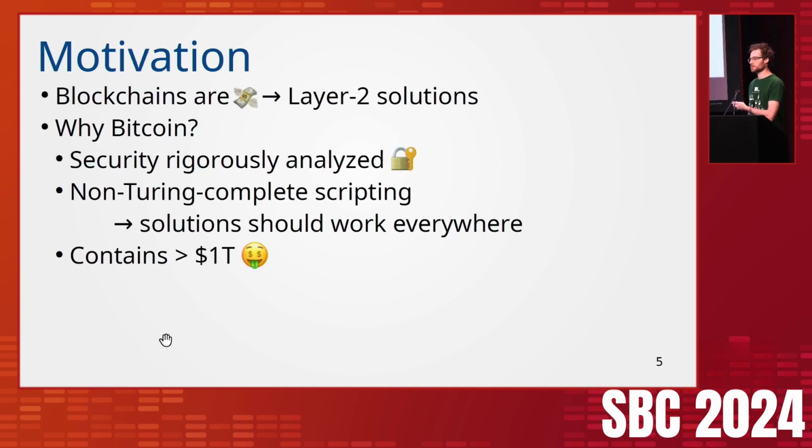So first, let's get some motivation for that. Blockchains are quite expensive to use, so it's a good idea to find such solutions as a commit chain. This family of solutions are layer 2 solutions, and this is much cheaper because you kind of touch the blockchain less, right? And why do we work on Bitcoin? So there's a number of reasons to make that choice.